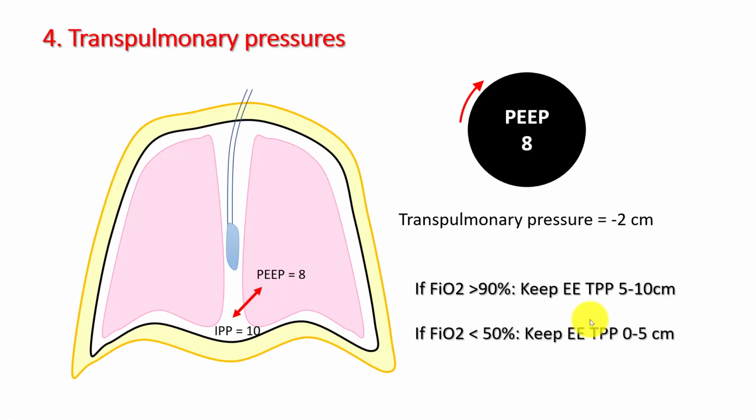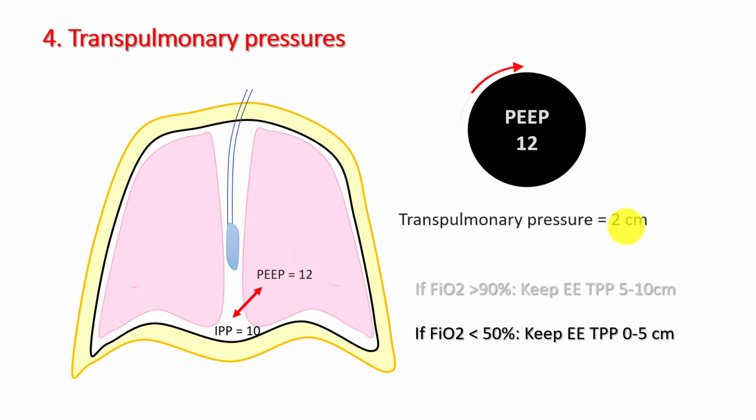So let's see how this is done. You have an esophageal probe which is measuring an intrapleural pressure of 10 centimeters of water. You have applied 8 of PEEP on this patient. Now you expected the PEEP to cause inflation of the lungs. However, the actual transpulmonary pressure is negative 2 centimeters. So if the patient is requiring a lower fraction of oxygen, you can increase the PEEP to 12, and that would give you a transpulmonary pressure of 2. This would be a more optimal PEEP for a person requiring a low level of oxygen.